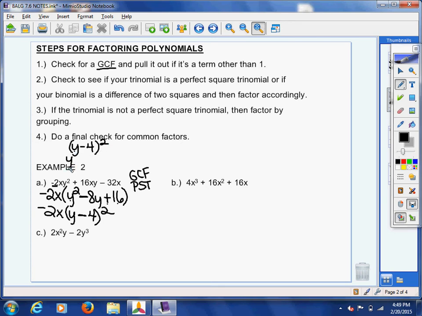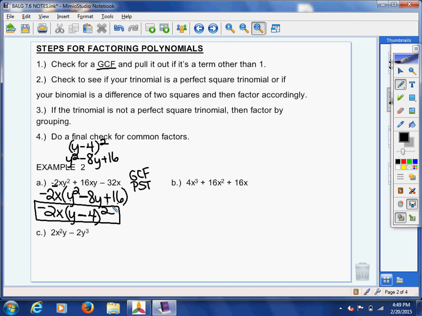y squared is y squared. y times -4 is -4y. Doubled is -8y. And -4 squared is positive 16. Yes, it is. And I am fully factored now. I do not have a GCF in my quantity y minus 4. Everything looks fully factored, okay?